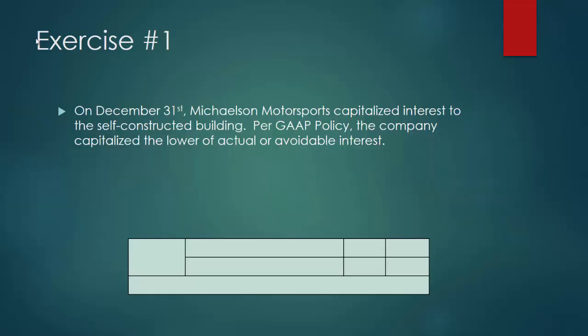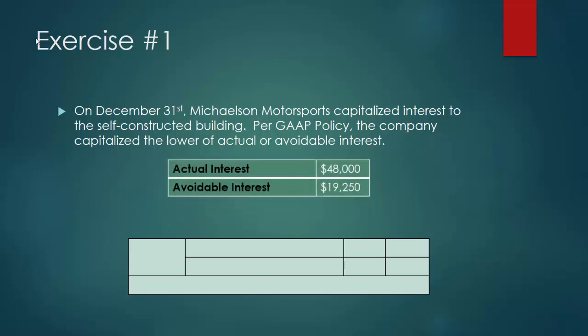So we would have never incurred that interest had we not built this facility. That's important because GAAP says that when self-constructing an asset, or when capitalizing interest, you have to capitalize the lower of actual or avoidable. Michelson's actual interest was $48,000. Their avoidable interest was $19,250, and since GAAP says that we have to capitalize the lower of these two, we're going to capitalize the avoidable interest of $19,250. And I will be honest with you, 99% of the time it's going to be your avoidable interest. There are cases where actual will be lower than avoidable, but they're edge cases. I'm pretty sure every question you're going to see in this class is going to have avoidable interest be the lower amount. So let's put this on the books to capitalize it.